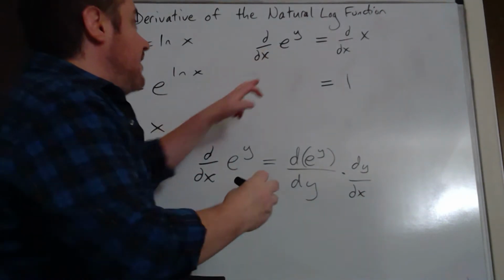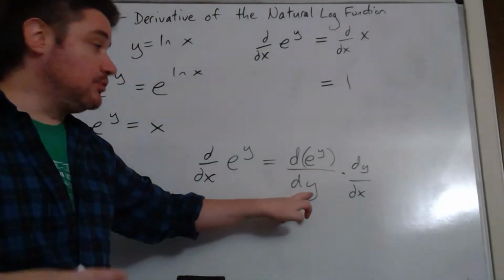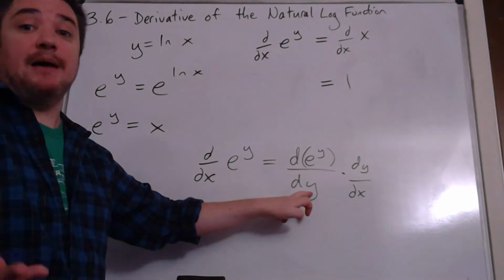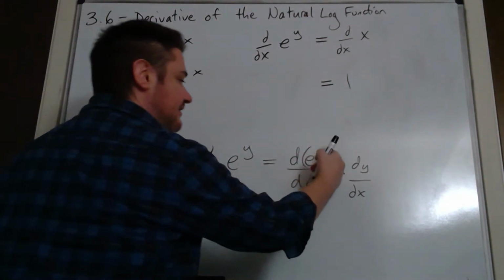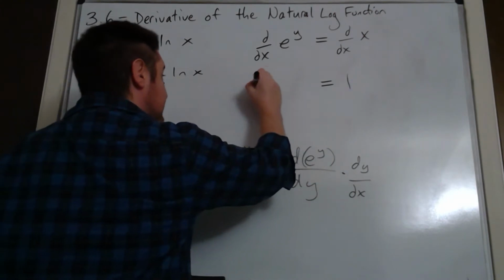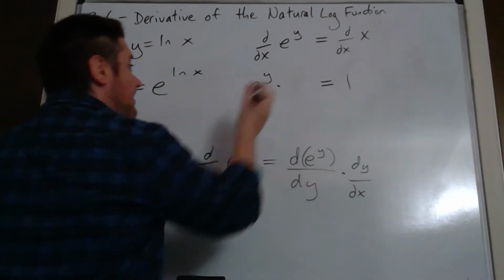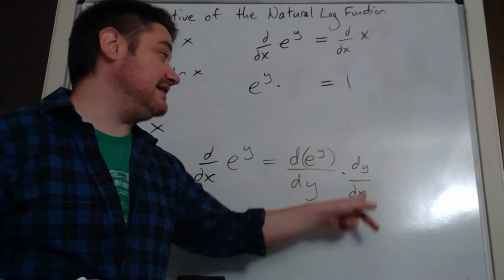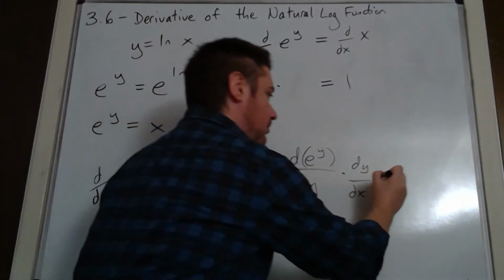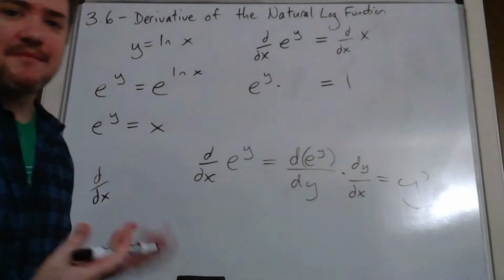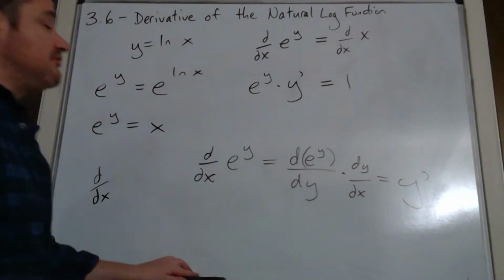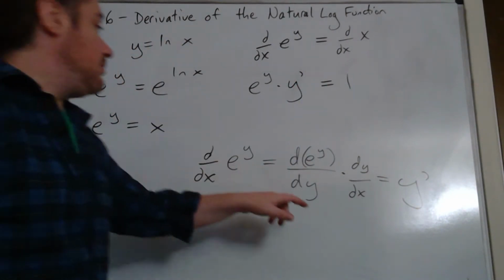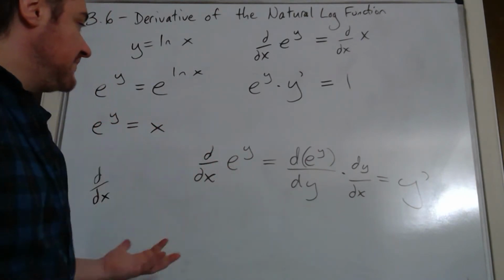So the derivative of e to the y with respect to y is another copy of e to the y. That's how e works. It reproduces itself. So the derivative of e to the y with respect to y is e to the y. And then what I'm multiplying that by is dy dx, which sometimes we like to call y prime. They mean the same thing, and it's a little bit more concise. So let's call that y prime. All right. So there we go.